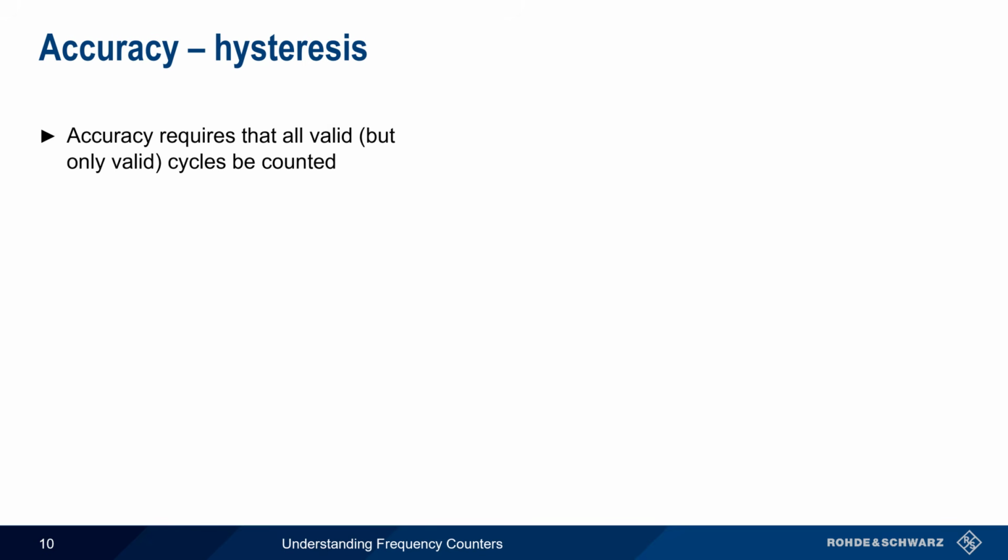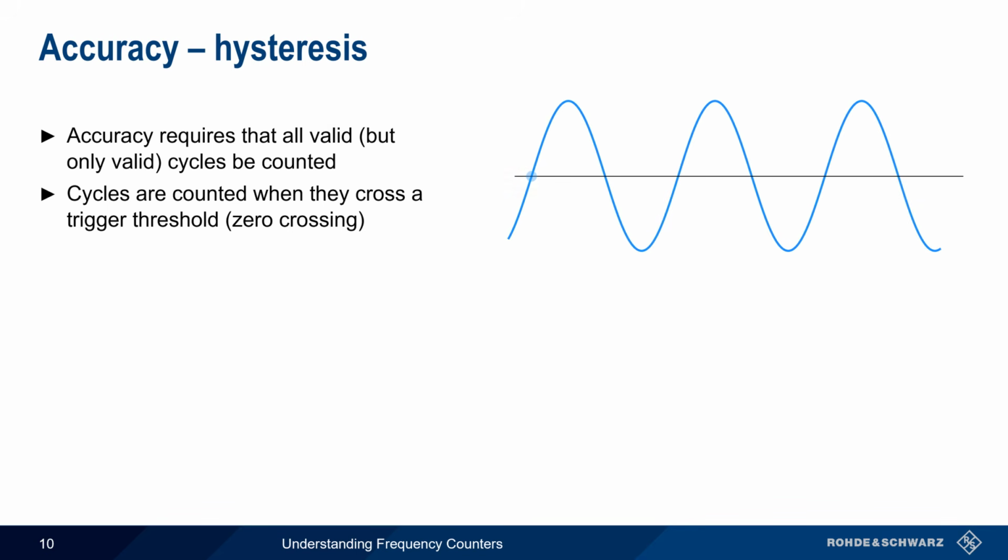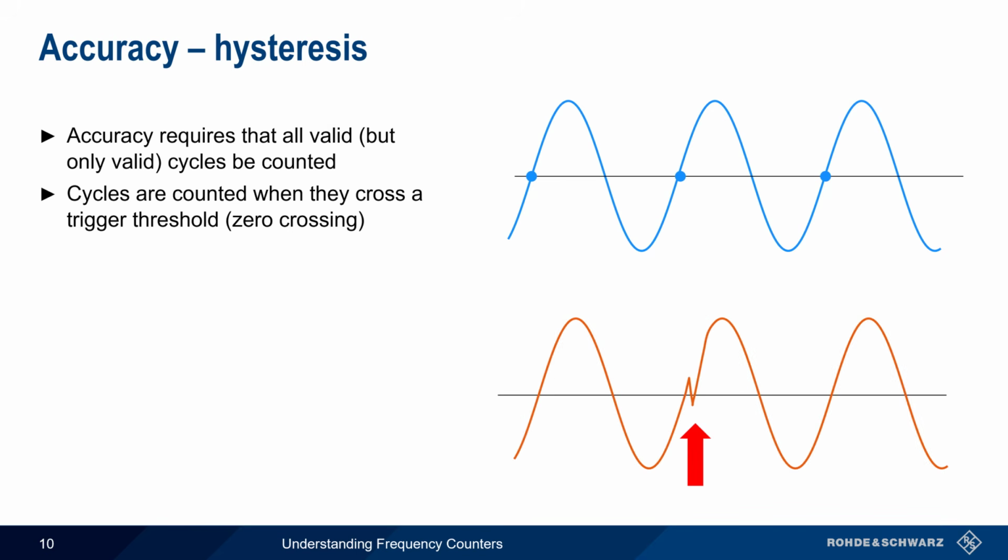The last accuracy-related factor we'll discuss is trigger level and hysteresis. Recall that accuracy requires that all valid, but only valid cycles be counted, and that cycles are counted when they cross a trigger threshold or zero crossing. For example, here we increase our cycle count every time we see the waveform cross 0 volts. A potential problem can arise when noise or other effects lead to crossings that could cause false or incorrect triggering, such as the one shown here.